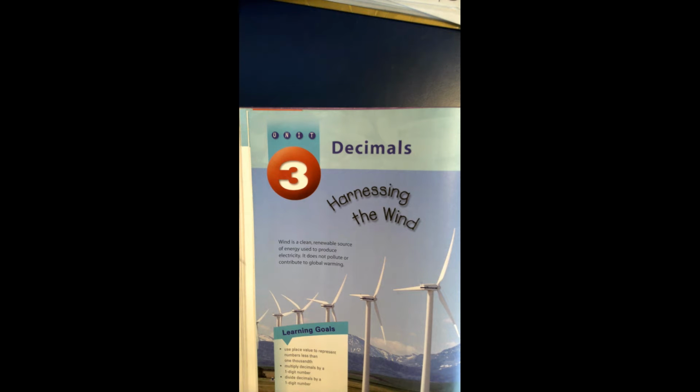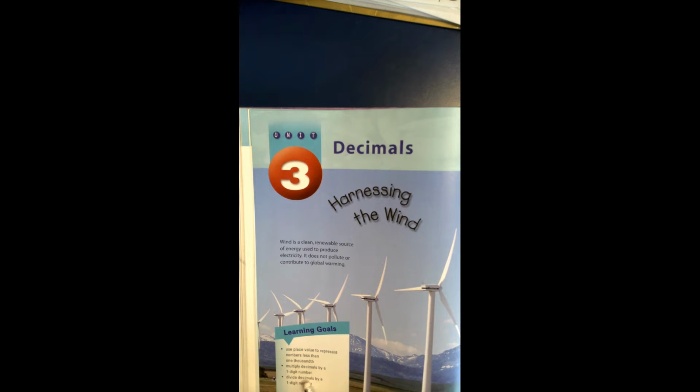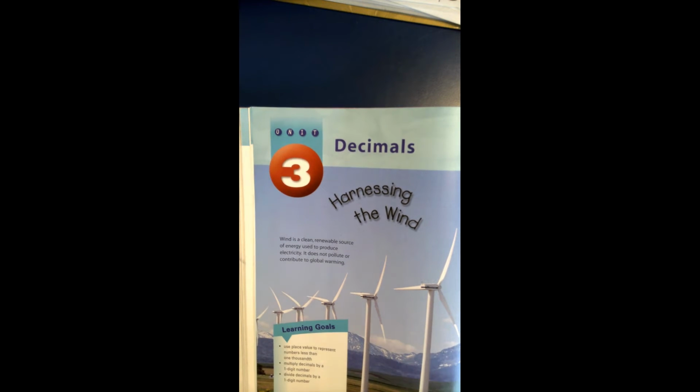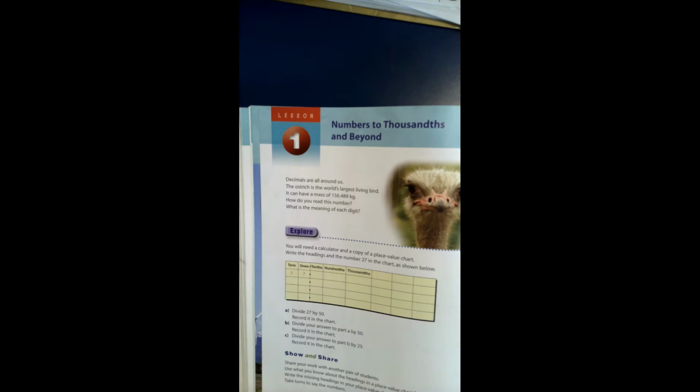Now, the learning goal here is to use place value to represent numbers less than 1,000th, multiply decimals by a one-digit number, and divide decimals by a one-digit number. For now, we're just going to focus on the first one, use place value to represent numbers less than 1,000th. This is right from the textbook, and I want you to really pay attention to exactly what the pattern is, how we say this, how we represent it, and then we're going to talk about this more when we get into our math meeting.